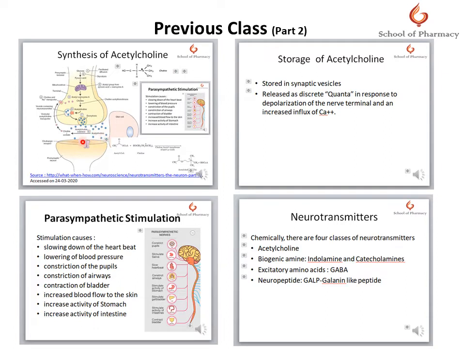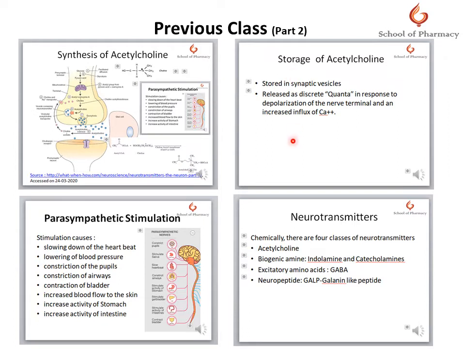After that, there is an enzyme, acetylcholinesterase, which hydrolyzes acetylcholine into choline and acetate. We have seen that acetylcholine has a number of activities on the receptors. We covered the receptors in the last slide: there are nicotinic receptors and muscarinic receptors, and the activities of acetylcholine include slowing down the heartbeat, increasing intestine and stomach activity, contraction of the pupil, etc.